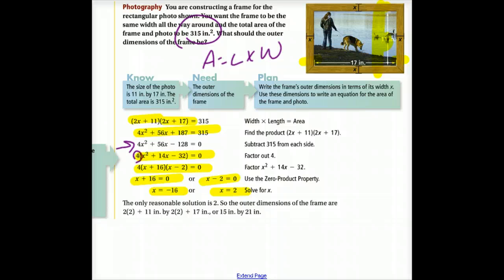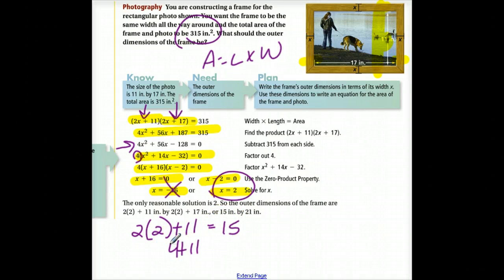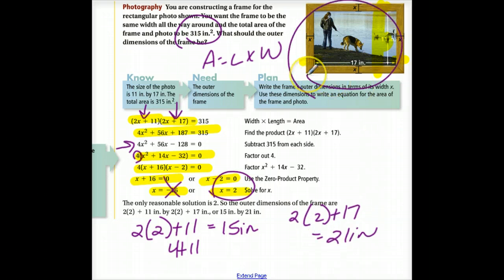Well, we can't have a dimension be a negative number, so this one's unreasonable. We're going to use just 2. So when I put 2 back into my dimensions, I get 2 times 2 plus 11. That equals 15, 4 plus 11. And my other dimension, so that's inches, is 2 times 2 plus 17, and that equals 21 inches. So my possible dimensions for my frame are 21 inches by 15.